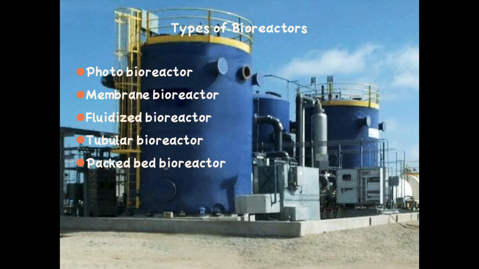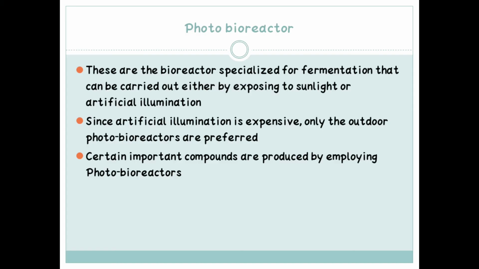Next, move on to types of bioreactors: photobioreactor, membrane bioreactor, fluidized bioreactor, tubular bioreactor, packed bed bioreactor. First is the photobioreactor. These are bioreactors specialized for fermentation that can be carried out either by exposing to sunlight or artificial illumination. Since artificial illumination is expensive, only the outdoor photobioreactors are preferred. Certain important components are produced by employing photobioreactors.